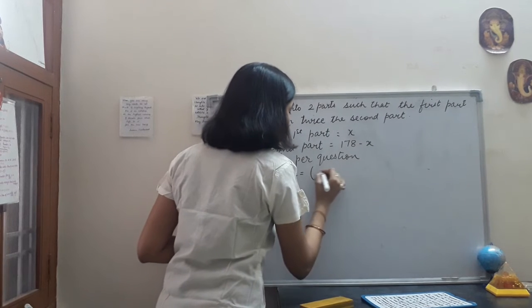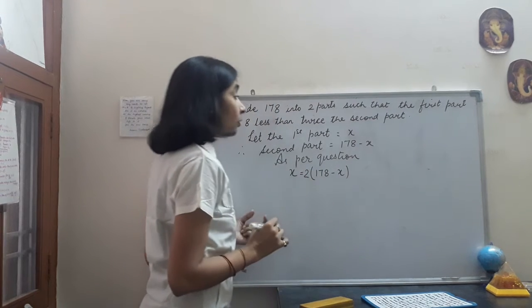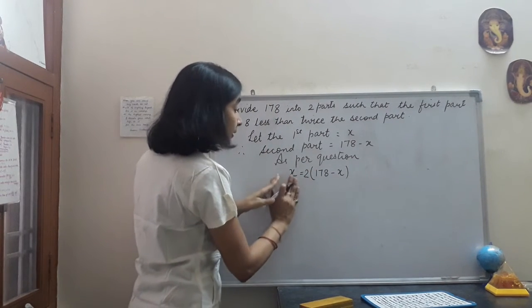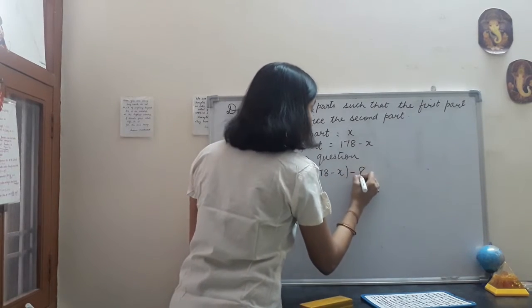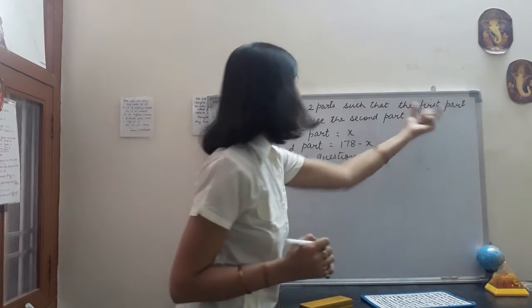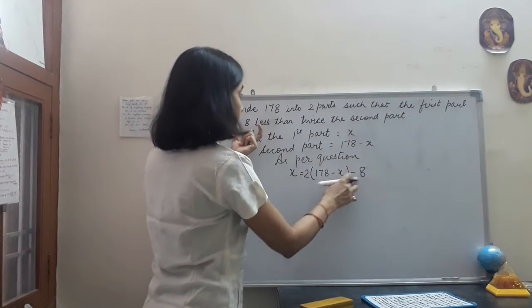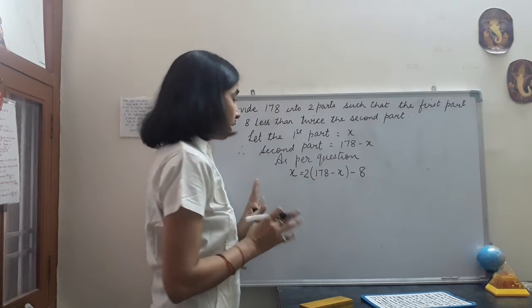First we will take twice of this, 178 minus x, and then this x is 8 less than twice the second part. So again we will subtract 8 from this, then we will get x. So the first part is 8 less than twice the second part. Now the equation is formed.